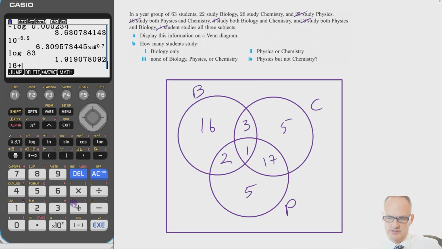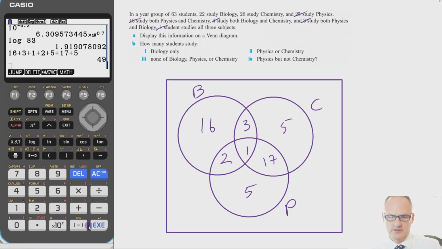It's worth just checking that our values all add up. Let's do 16 plus 3 plus 1 plus 2, plus 5 plus 17 plus 5. So we've added these all up, and that comes to 49. So that means in this year group, there's going to be 14 students that don't study anything. So we've now displayed the information in the Venn diagram, so we can answer the rest of the questions.